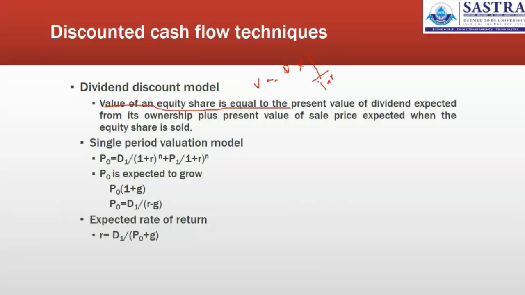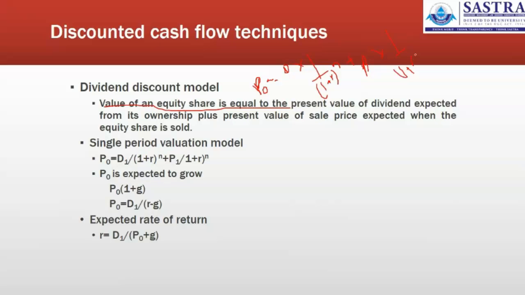I can know the amount of dividend I have received and the period in which I received the dividend. Plus, I calculate the selling price expected, the price received at the end of the period. So you are going to calculate the price at the beginning of the period. This price at the end of the period is multiplied by 1 divided by 1 plus r to the power n.